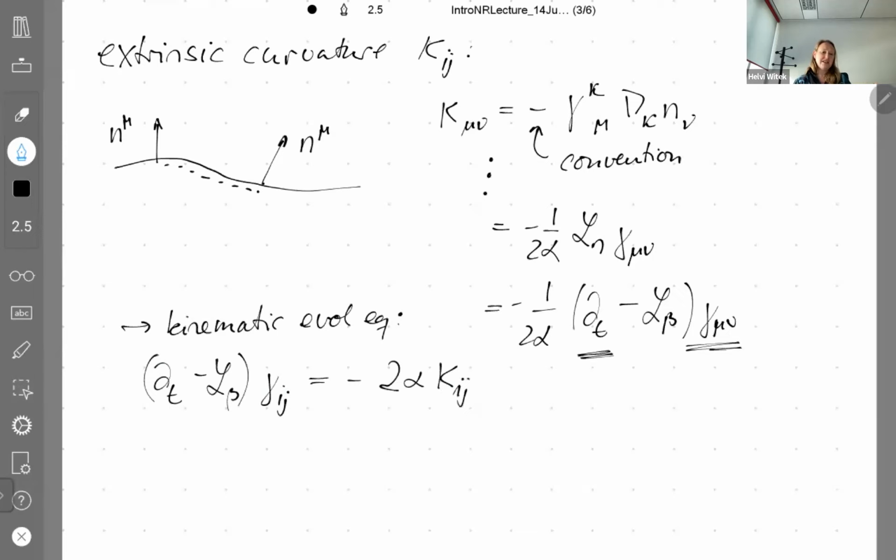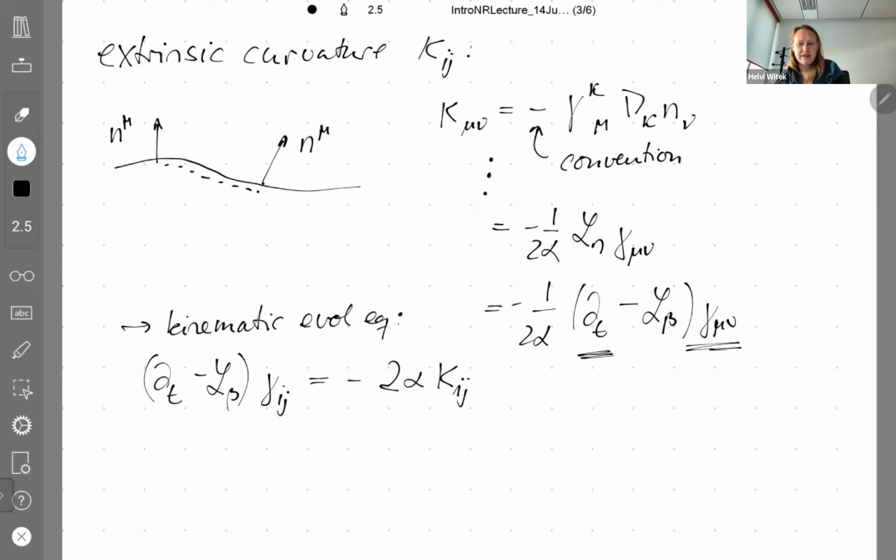And why kinematic? Well, here we've only used the geometry of our space-time. So there's no information about our theory of gravity, of our field equations, in here. So it's really just geometry. It's like in classical mechanics, thinking about the time derivative of the displacement vector as being the velocity. So here's a general relativistic equivalent of that notion.